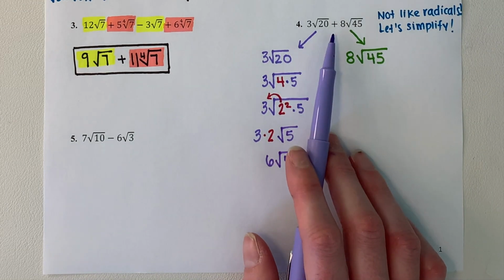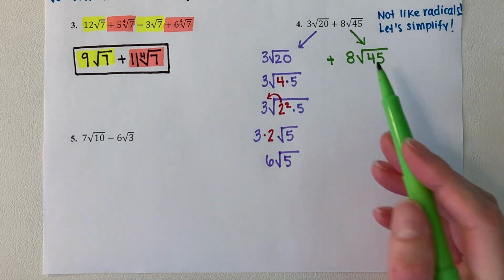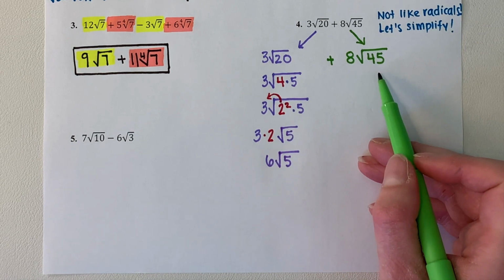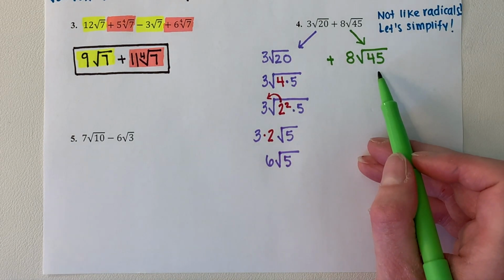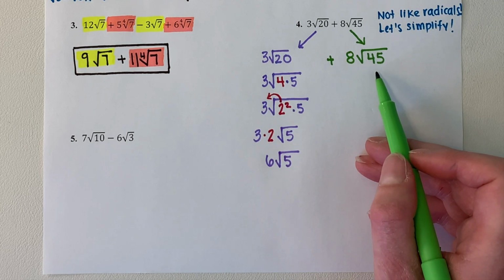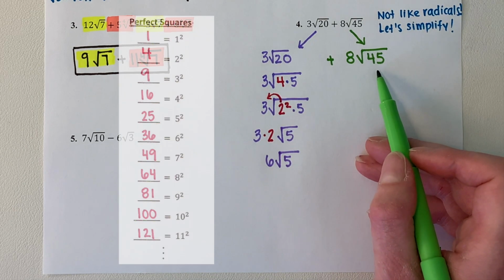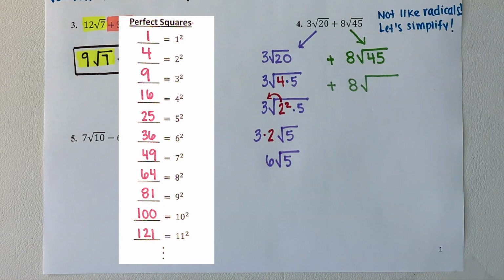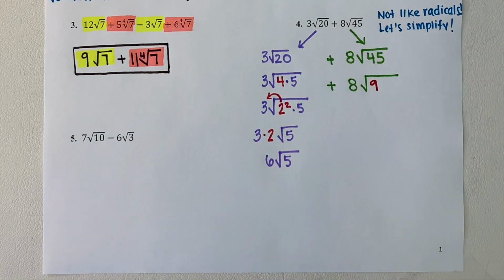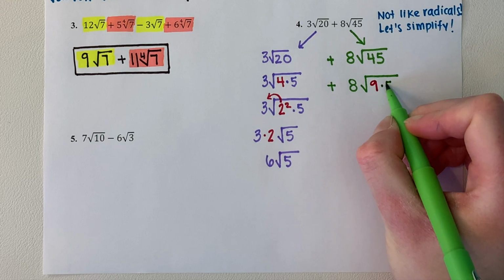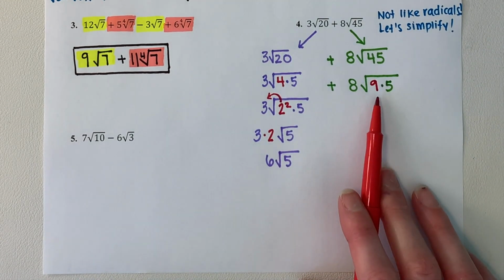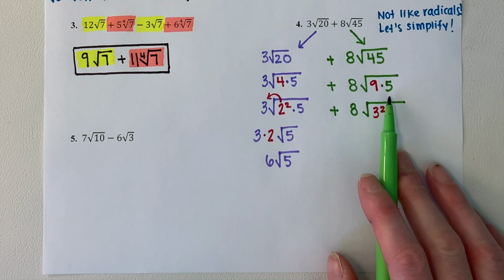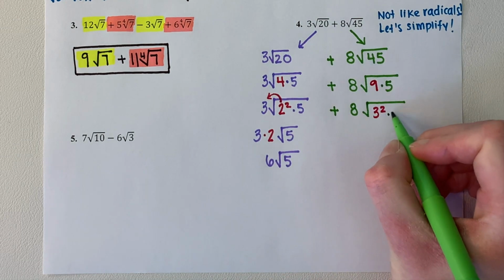Now that we've simplified 3 square root of 20 to 6 square root of 5, next let's simplify 8 square root of 45. Since we have a square root here, we're looking for perfect squares underneath the radical. 45 is not a perfect square, so we need to find the largest perfect square that multiplies evenly into 45. If you look at our list of perfect squares, you'll find that 9 is the largest perfect square that multiplies evenly into 45. So we need to rewrite 45 as 9 times some number, and 45 can be written as 9 times 5. Now that we've identified our largest perfect square, we can write 9 as 3 squared, and 5 was just the leftover after pulling out the largest perfect square, so we'll just keep bringing down the 5.